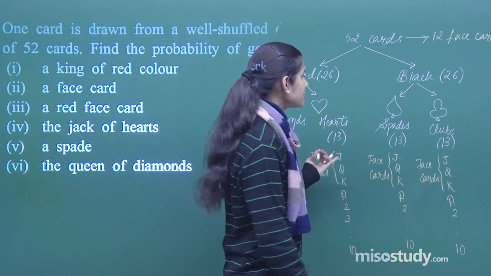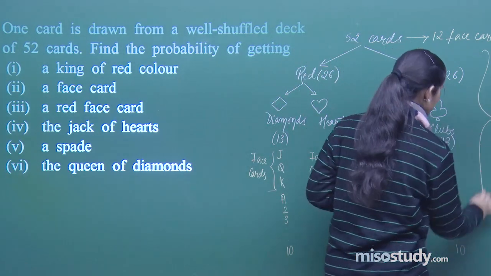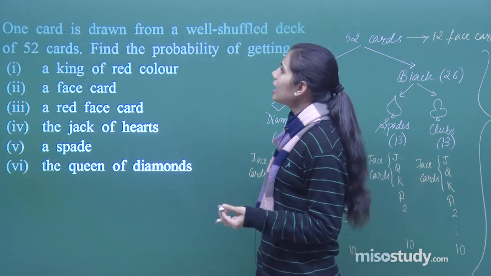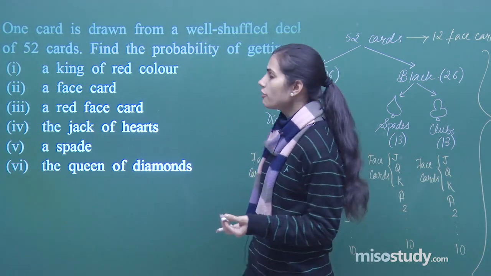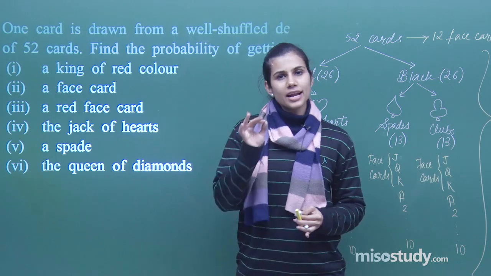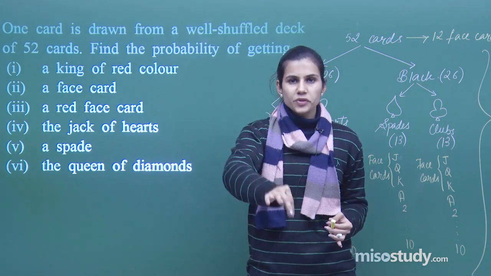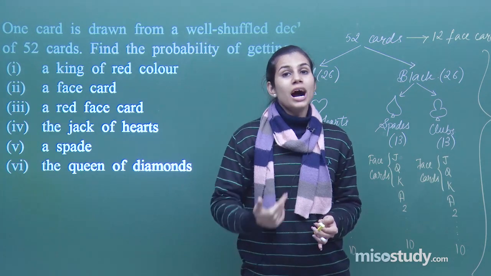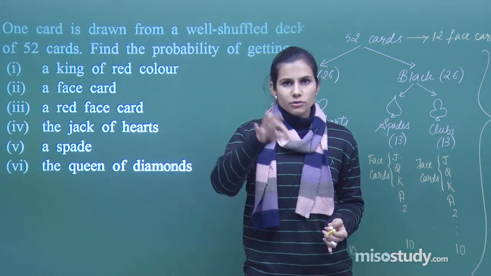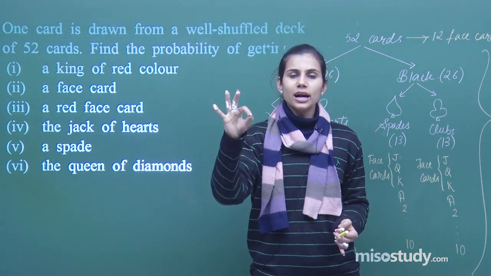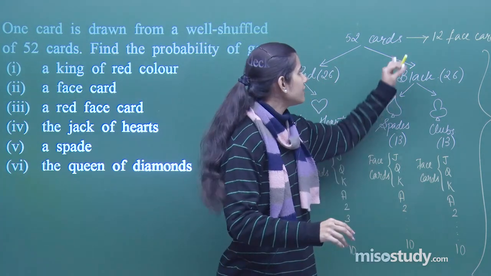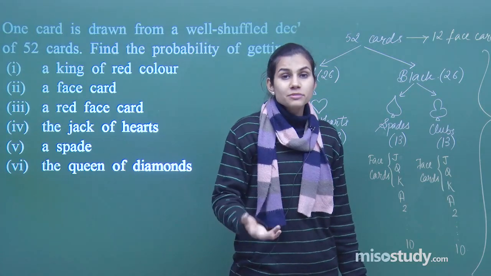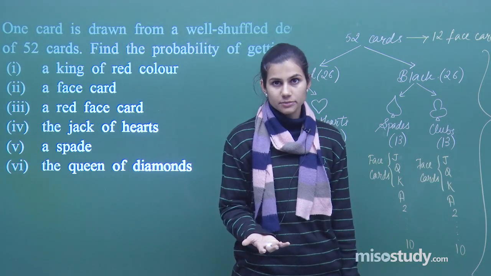Now that this is understood completely, let's tackle the question on probability on cards. It says that one card is drawn from a well shuffled deck of 52 cards. That means the random experiment that you're performing is withdrawing one card from a well shuffled deck of 52 cards. So how many possible outcomes are there? When you are drawing one card, that one card can be any card out of the available 52 cards. So what are all the possible outcomes? There are 52 possible outcomes, right?